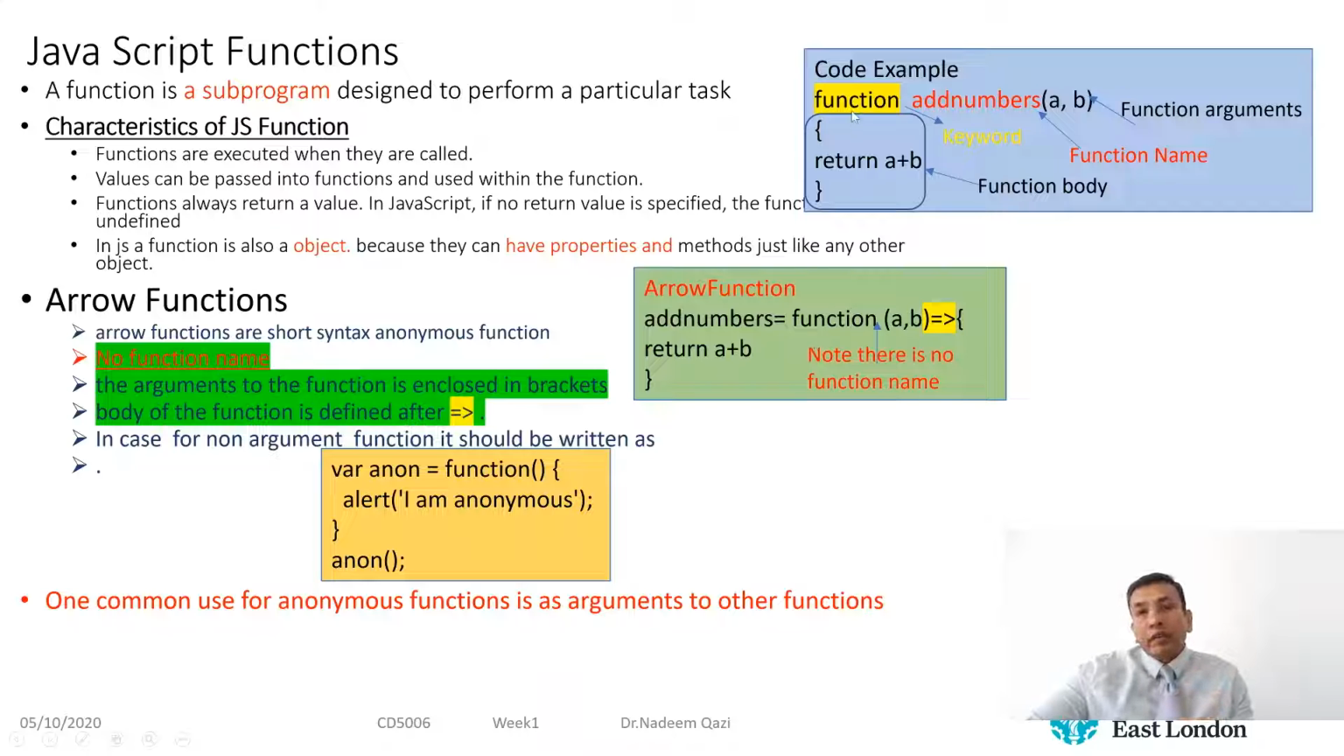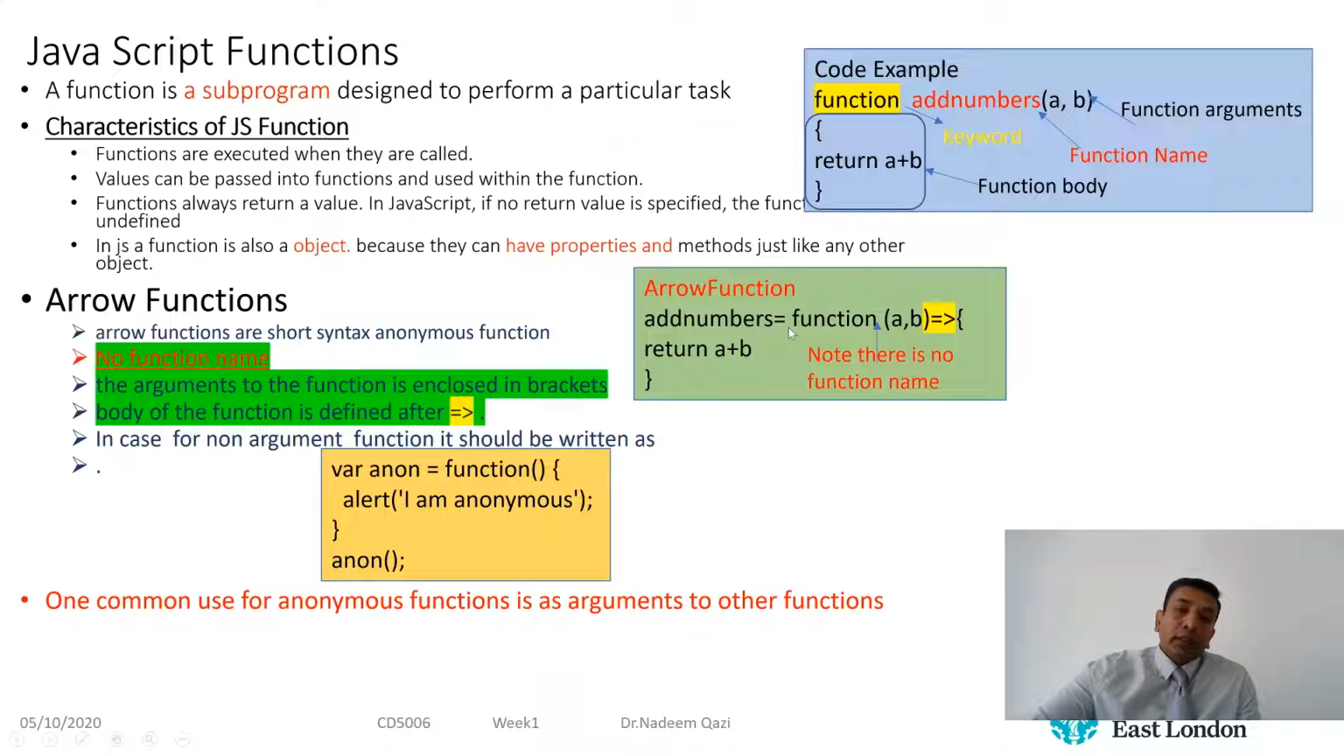So note that the function keyword is used here, the function keyword is used here as well. However, there is a name for the function, but in an arrow function there is no name here. Just the function keyword followed by the arguments A and B, followed by an arrow, and then the curly bracket and the body of the function.